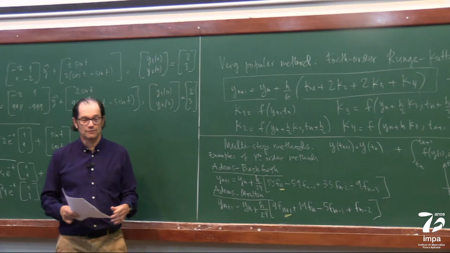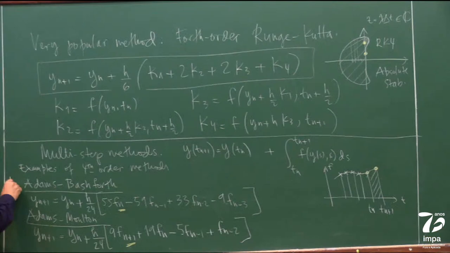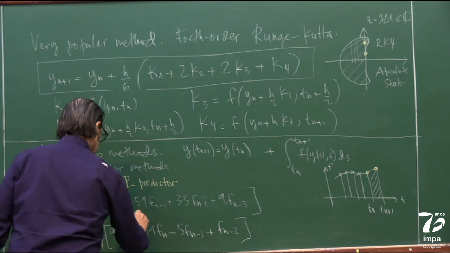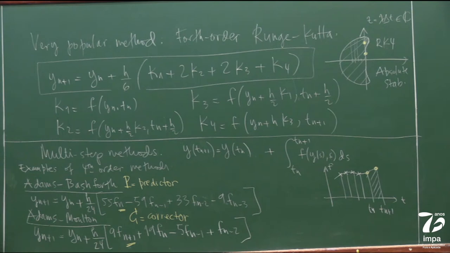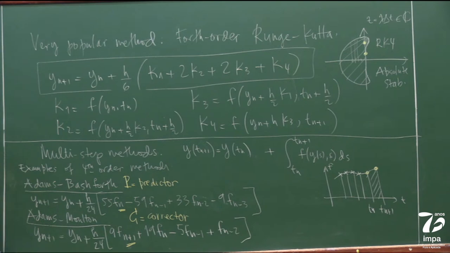So people devised what was called this. It's called predictor corrector. Why? Because I'm going to do an iterative scheme with this guy, and I'm going to use the other guy as an initial guess. So let me add a notation here.